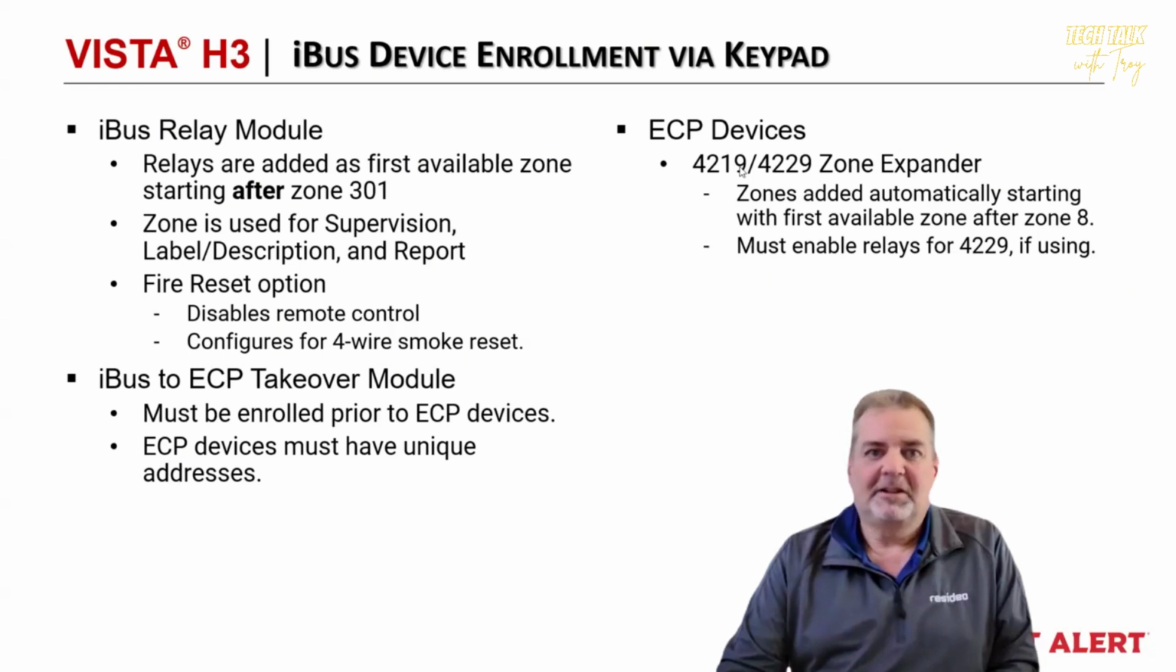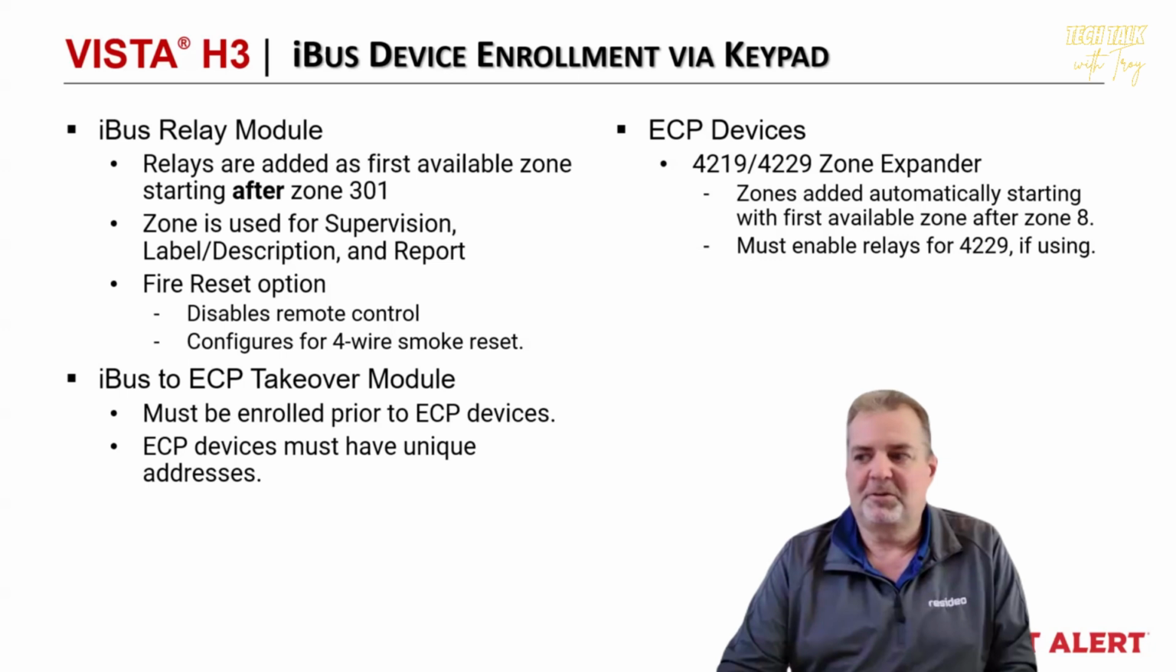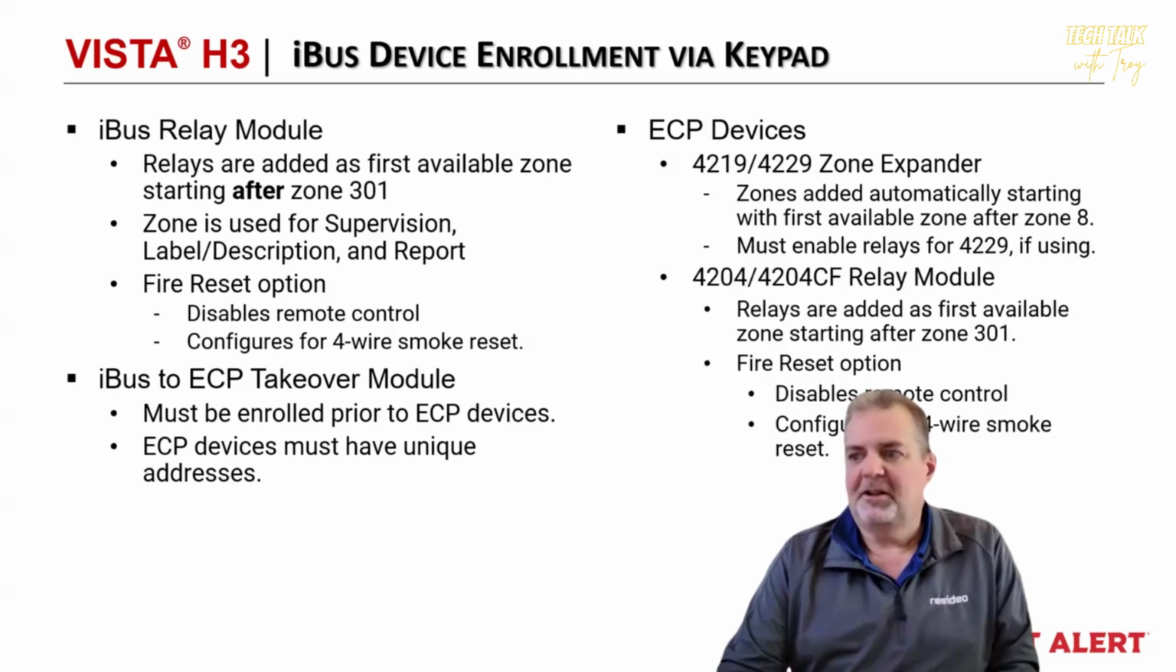Devices that you can put on there are a 4219 or a 4229. If you are using a 4229, during the enrollment process you need to tell it that you're using the two relays. You can also use a 4204 or 4204CF relay module there. And of course, the first zone starts after 301 for your first relay output on that device.